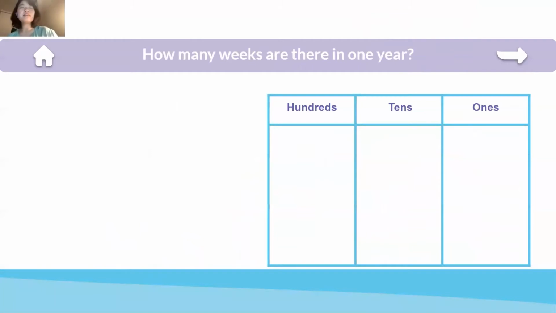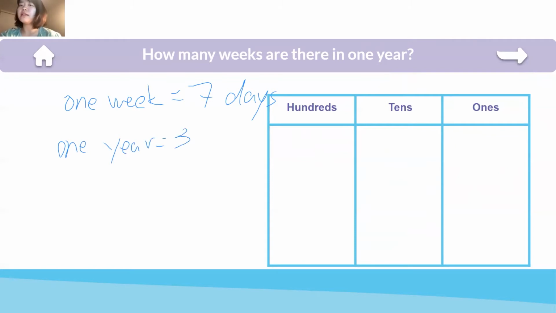Okay, let's see this word problem. How many weeks are there in 1 year? First of all, we have to figure out how many days are in a week. We have to find the same unit for weeks and for a year. We already know 1 week equals 7 days, and 1 year is 365 days. We're looking for how many weeks are there in 1 year.